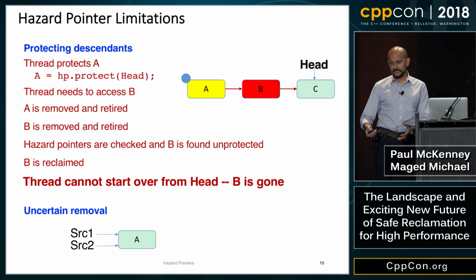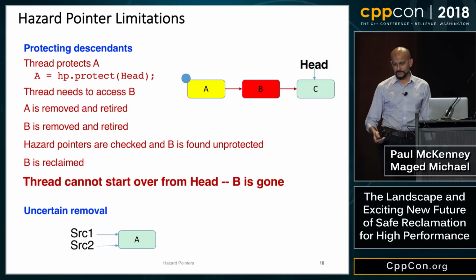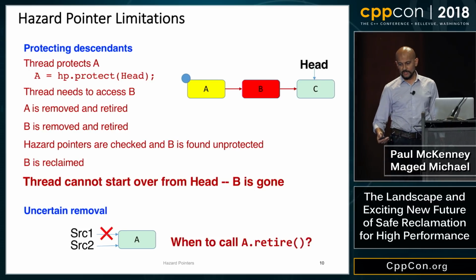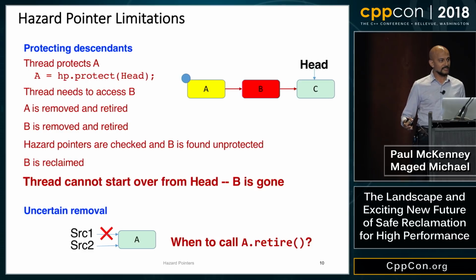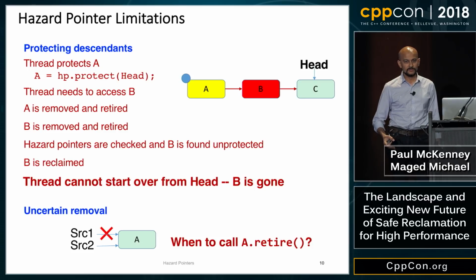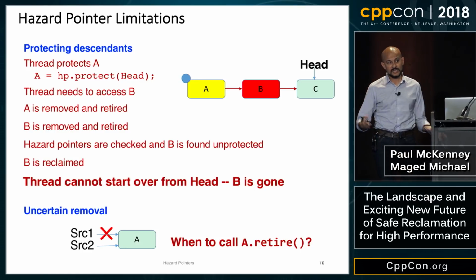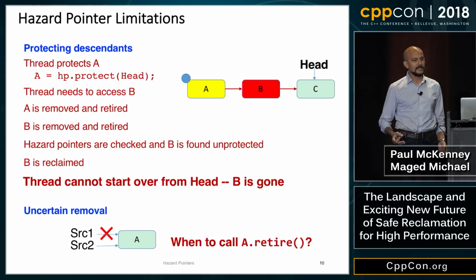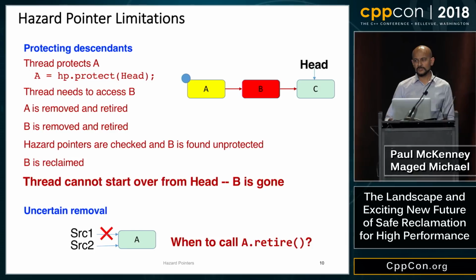So now we have an object A that has 2 pointers to it, source 1 and source 2, and some thread removed the link from source 1. Does it call retire? It doesn't know, because it doesn't know if there is another concurrent thread that already removed the link from source 2. So in this case, it's uncertain removal, and hazard pointer doesn't have a way, because we have the retire interface, it doesn't have a way of knowing when to call retire in this case. Again, we can use reference counting.